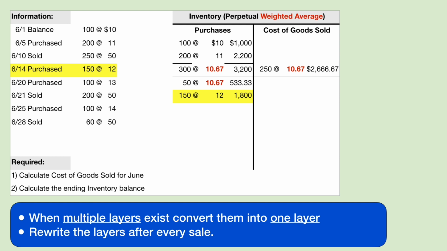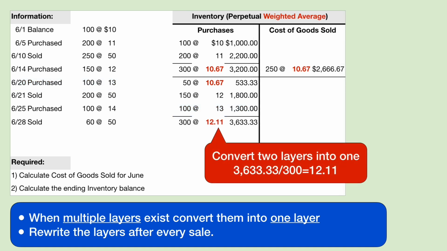What happened next? We purchased more inventory at 12. What happened next is we purchased again more inventory at 13. Now we have 3 layers of inventory that we need to collapse into one layer. So add up all the dollar amounts of those 3 layers, and that would be $3,633. And divide by the total units that those 3 layers represent, 300 units. That's going to give us a weighted average cost per unit of $12.11 going forward into the next sale.